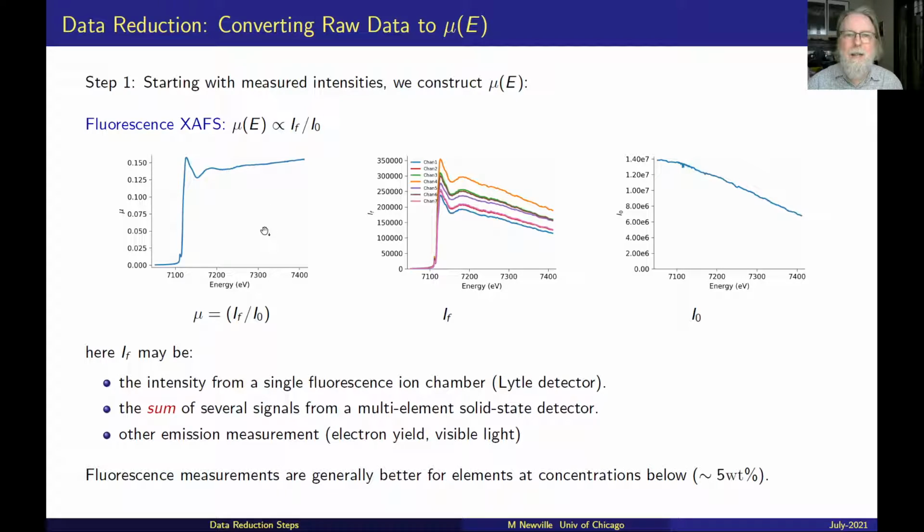And typically the standards or very high concentration samples will be measured in transmission, and low concentration samples will be measured in fluorescence. And I say fluorescence here, but it could be other emission modalities, electron yield, visible light spectrum, and it also includes high resolution fluorescence or HERFD kinds of analysis. So all of those are emission and would be constructed in the same way.